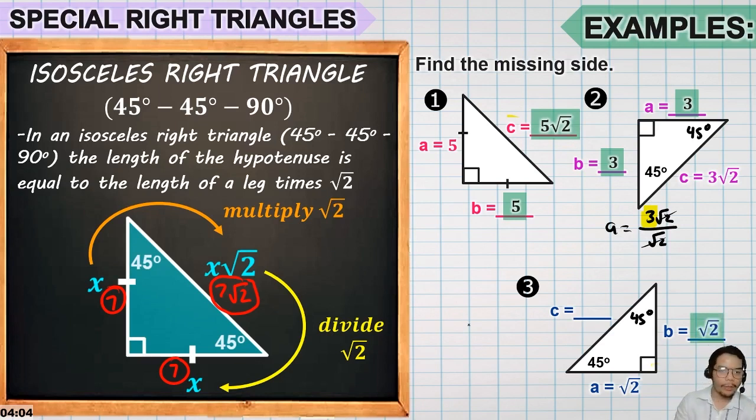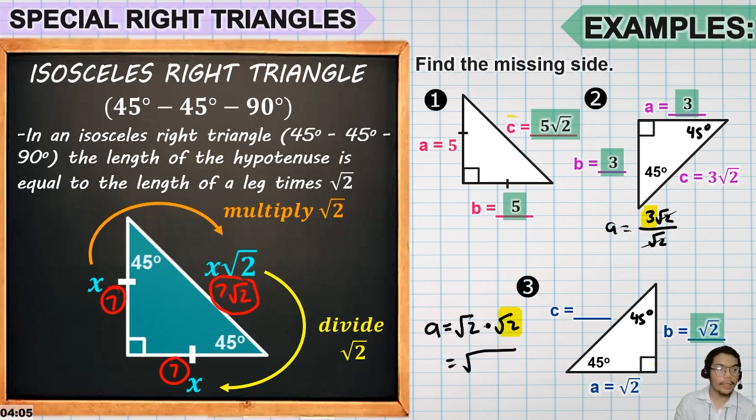Now, how about if we want to get the value of C? So, gagawin natin dyan, kuha tayo ng value ng isang leg. Pares lang naman yan eh, square root of 2. And sabi nga dito, if you want to get the measurement of the hypotenuse coming from the leg, you just need to multiply it by square root of 2. So, times square root of 2. If we multiply them, we'll get square root of 2 times square root of 2.